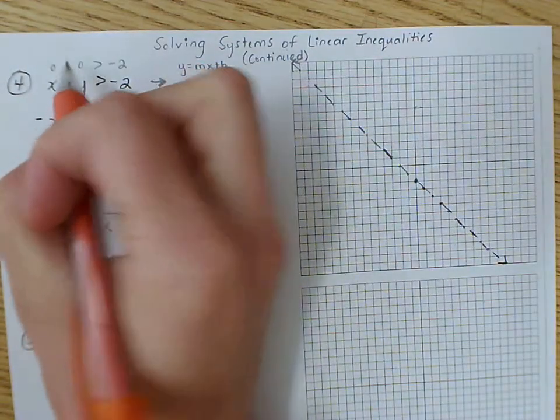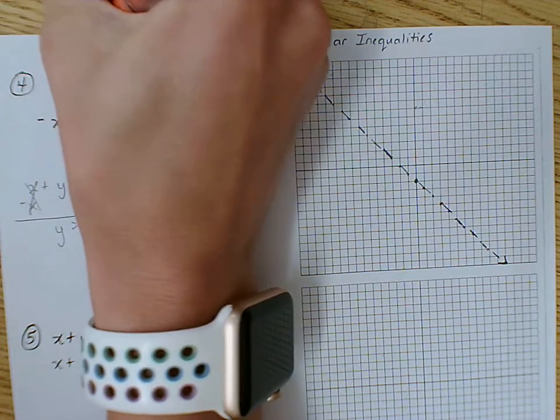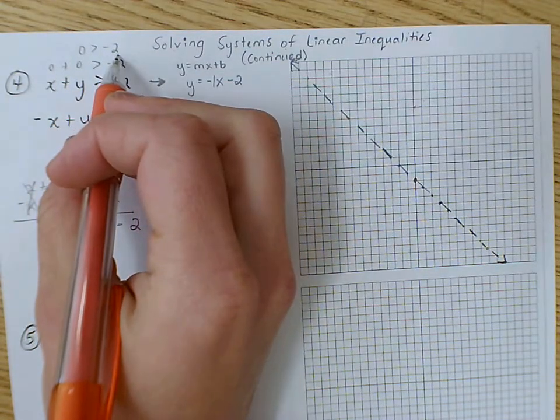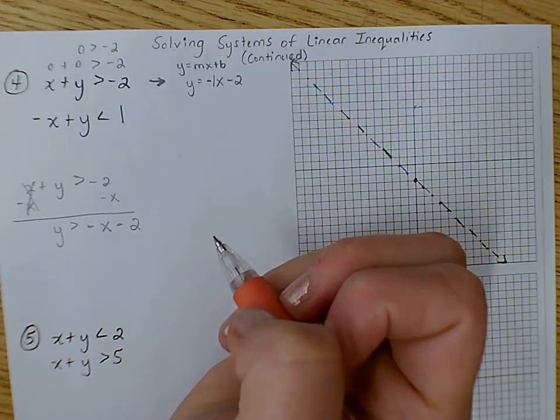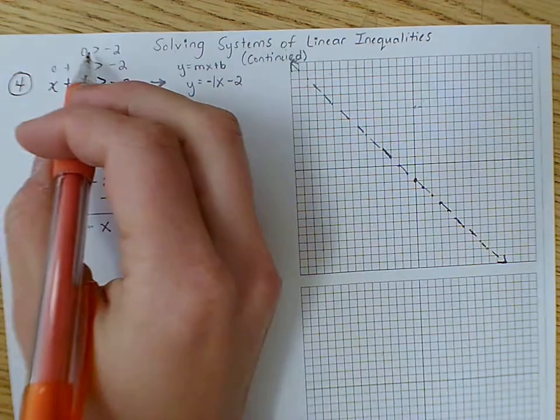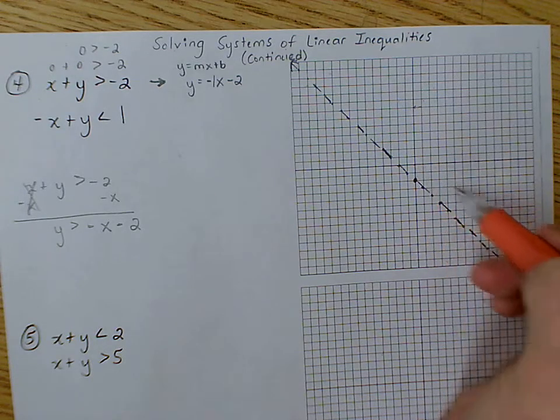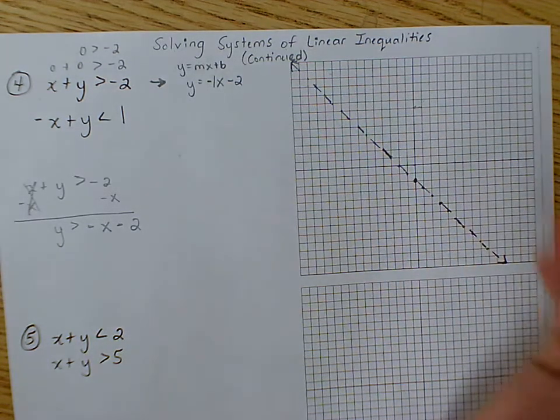So 0 plus 0 is 0. I'm going to look at that. Is 0 greater than negative 2? Well, 0 is bigger than negative 2, and so that means I have to shade on the same side that this point is on. So notice all of this area is the side I'm going to shade on.